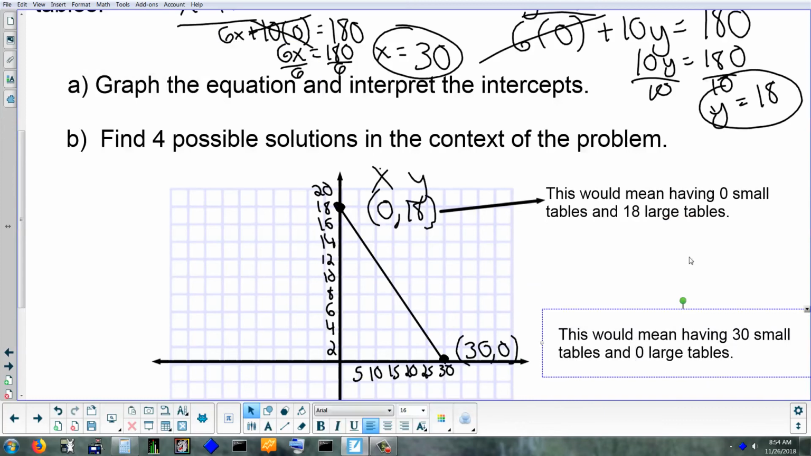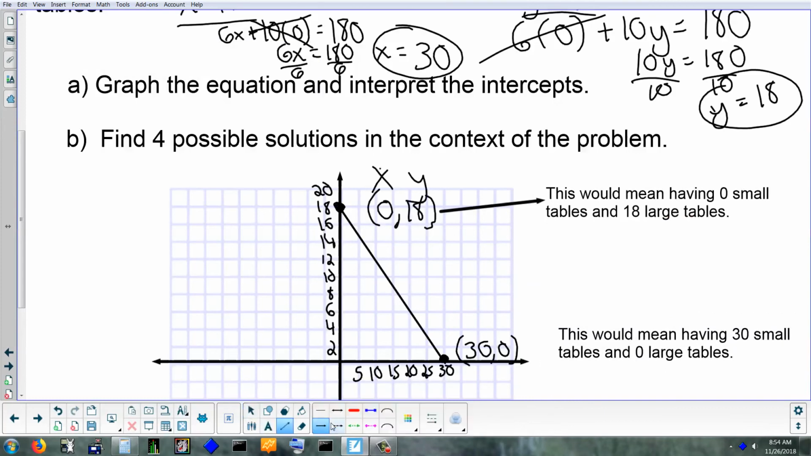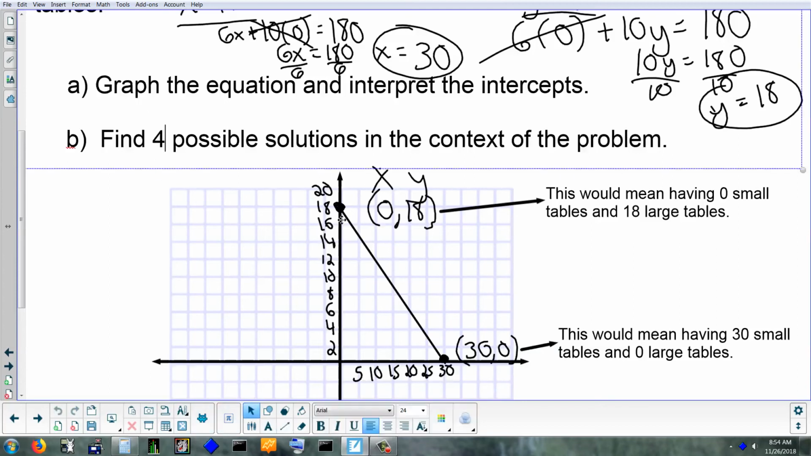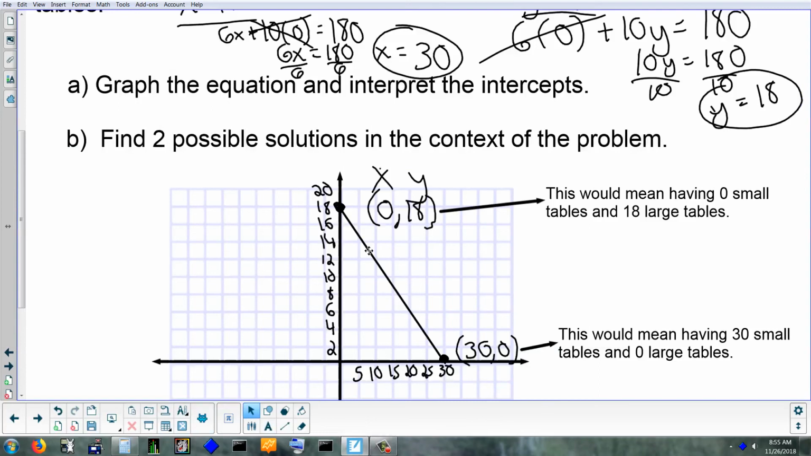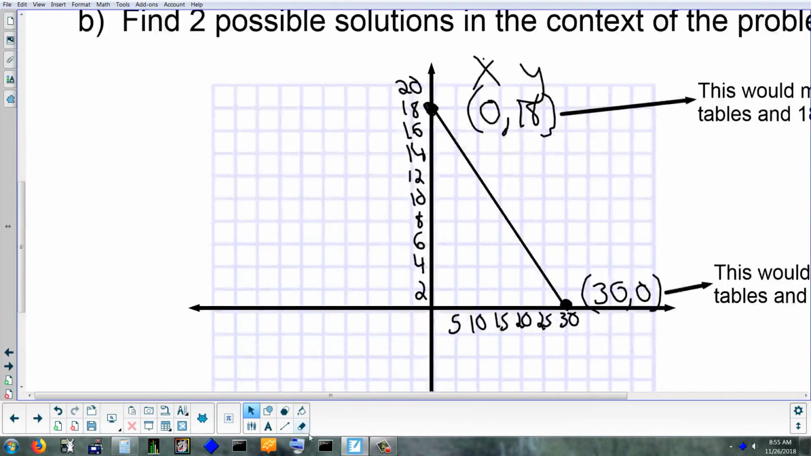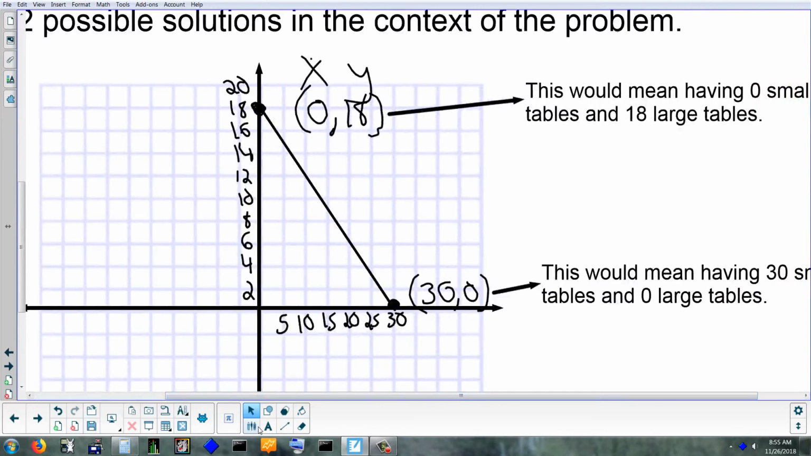So that's what it means by interpreting. Like, what does it mean? Like Mr. Hager said, these 2 things are together. 0 small, 18 large. 30 small, 0 large. Now, I want to combine it. We graphed it, right? Kind of goes back to last week. We looked at the graph and we said, find a coordinate somewhere on that graph. So basically, anything in this range for the x and the y would work as a solution for this problem.